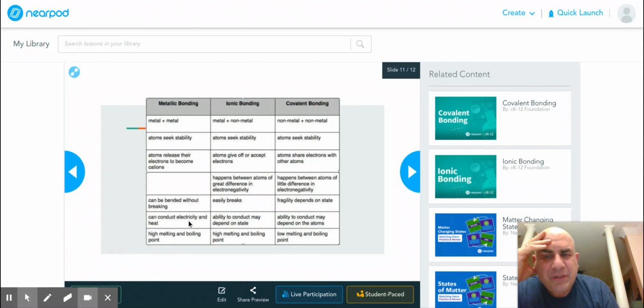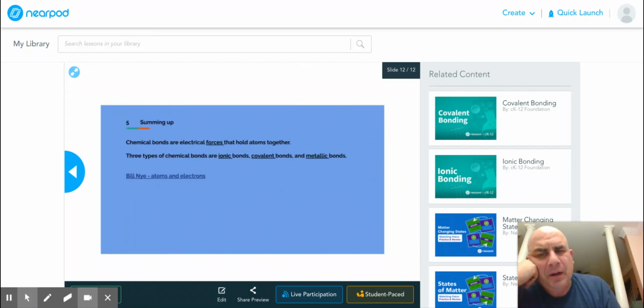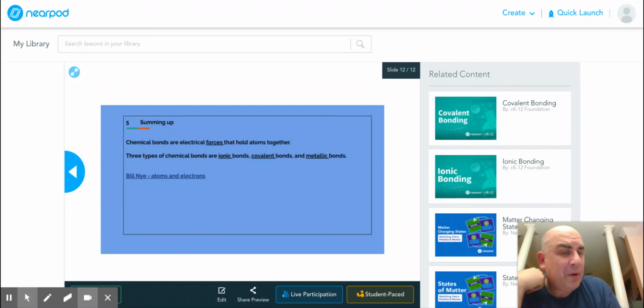Can conduct electricity and heat. That's because all their atoms are right together. They're mostly a solid. So what conducts electricity very well? Metals. And water will conduct it a little bit, but metals are the main ones. So chemical bonds are electrical forces that hold atoms together. 3 types of chemical bonds are ionic, covalent, and metallic.